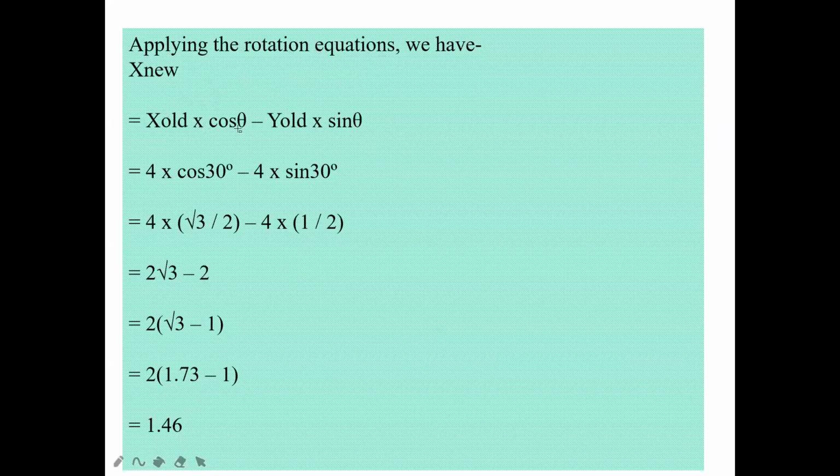x old into cos theta minus y old into sin theta. What is the value of your x old? x old value is 4. See here also I have written x new equal to. So you are going to find out the value of x new. x old value is 4 into cos 30 degrees, minus 4, the y old value, into sine 30 degrees. Now just put the value of cos 30 degrees, that is root 3 by 2, and sine 30 degrees is 1 by 2. Just multiply and solve it. You will get the value as 1.46.